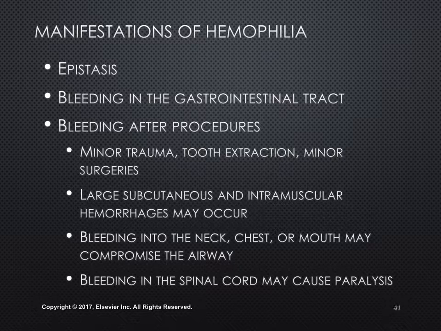Large subcutaneous and intramuscular hemorrhages may occur. They may have bleeding into the neck, the chest, or mouth that can compromise the airway. They can also have bleeding in the spinal cord that can cause paralysis.